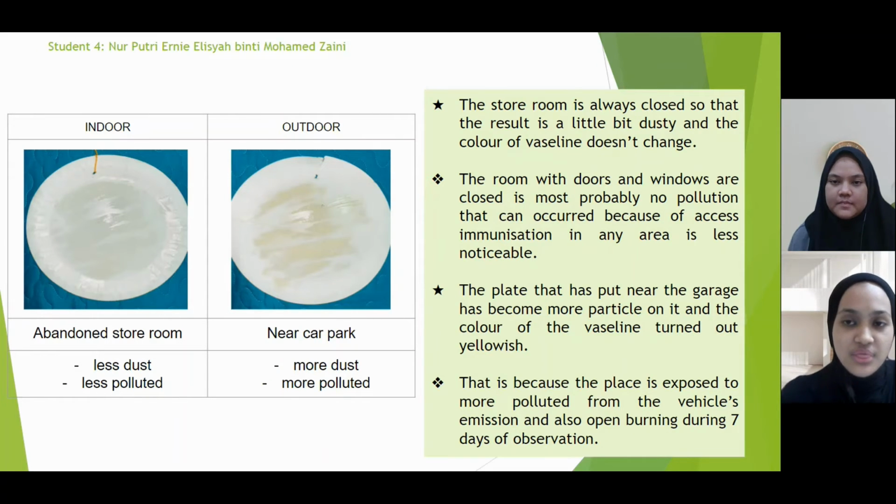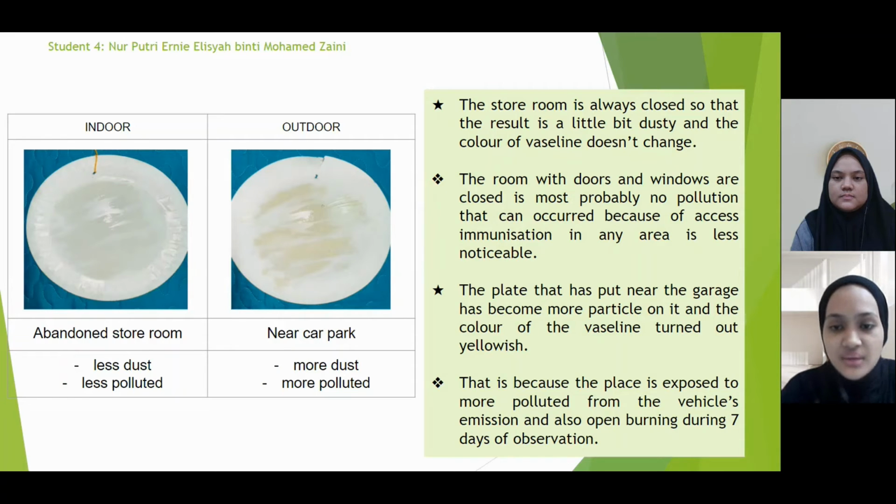Next, in the room with the door and windows closed, most probably no pollution can occur, because activity in any area is less noticeable in that room. However, the plate that was put near the garage has more particles on it, and the color of the Vaseline turned yellowish.